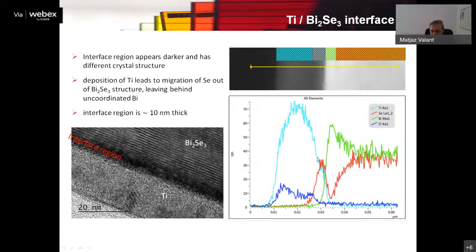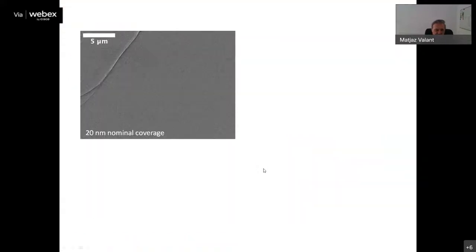We can also see here the titanium layer, the deposited layer. So there's no doubt that we are talking about a chemical interaction at room temperature and even lower temperature on this interface. Now I will show you something just because it's quite unusual to see this.